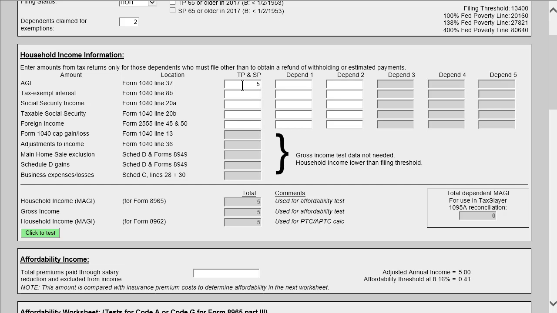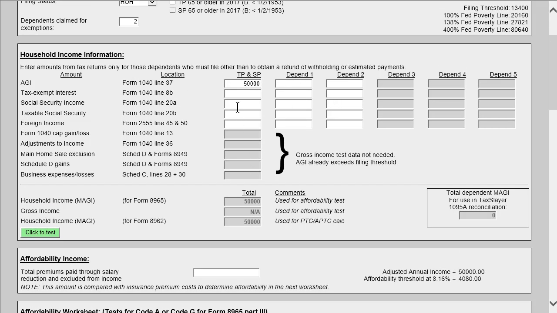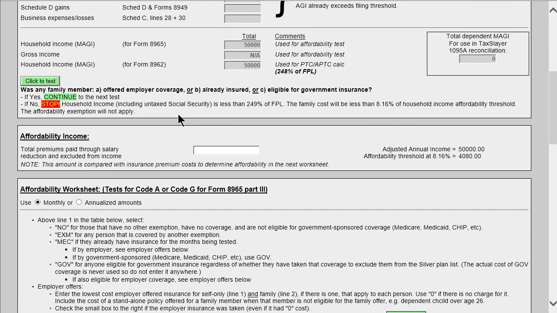So let's say for this family they have an income of $50,000, and let's say nothing else just to keep it simple. And what you do is after you've gotten all these figures in, you do the click to test and a response comes up. And this is one of the more complex responses. In some cases it'll just simply carry on, there's nothing special.